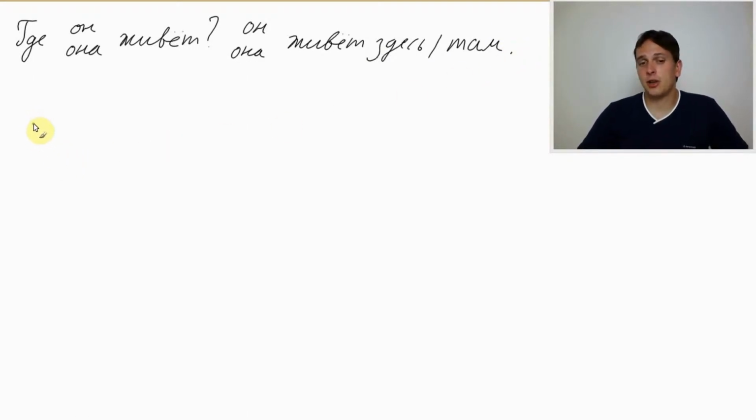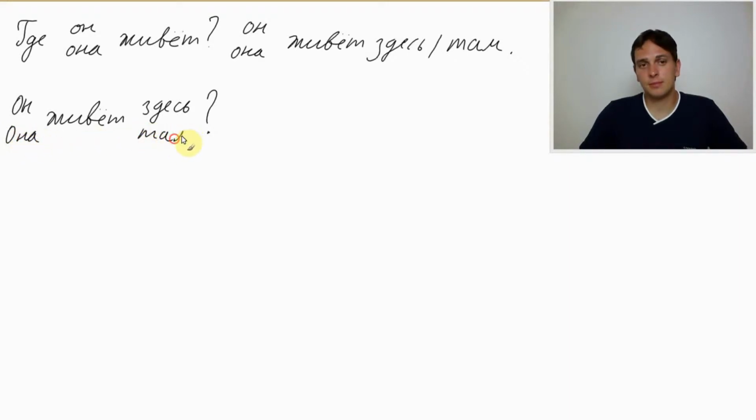And let's ask, is he living here? Он живет здесь? And let's ask, is she living there? Она живет там? So, we can ask, он живет там? Is he living there? Or он живет здесь? Is he living here? Она живет здесь? Is she living here? Or она живет там? Is she living there? And what would be the answer?